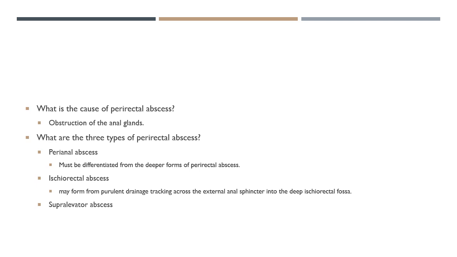You have a perianal abscess, an ischiorectal abscess, and a supralevator abscess. A perianal abscess must be differentiated from the deeper forms of perirectal abscess. Remember, perianal is the most superficial. Then you have the ischiorectal abscess, which may form from purulent drainage tracking across the external anal sphincter into the deep ischiorectal fossa. And you have the supralevator abscess.